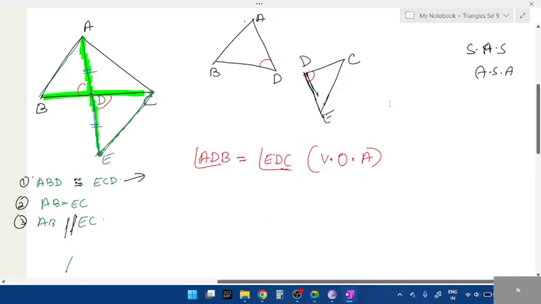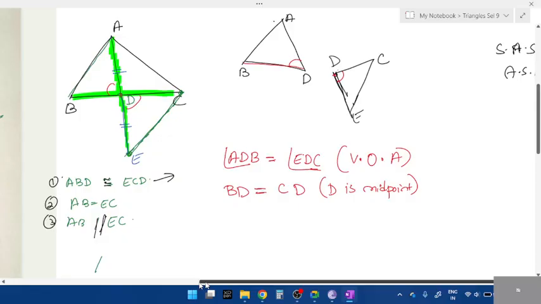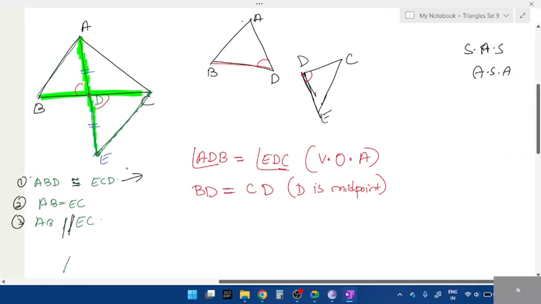So which two sides are equal here? BD will be equal to, yes, ED. What's the reason you have to write? Because D is midpoint, right? Did you all understand or no? Why BD is equal to CD? Because they've already mentioned, students, if D is the midpoint, it is obvious.